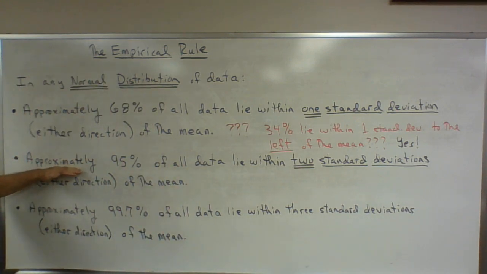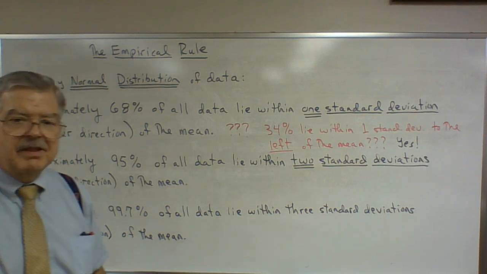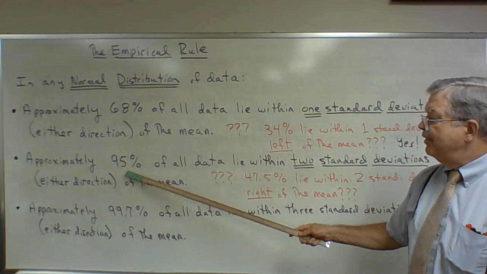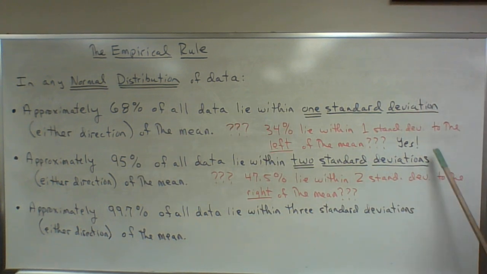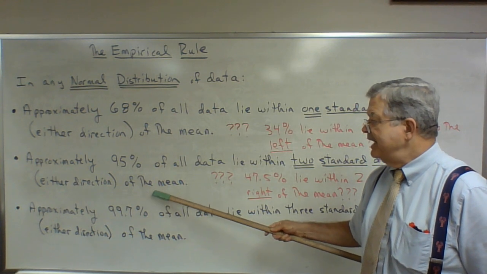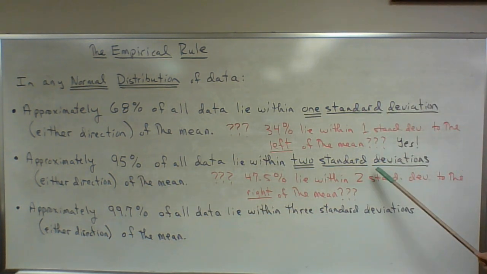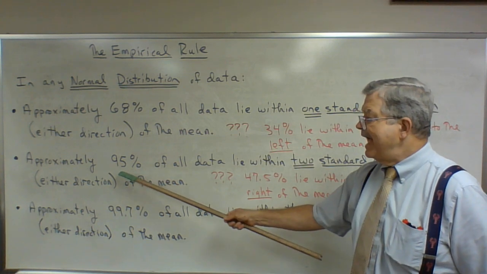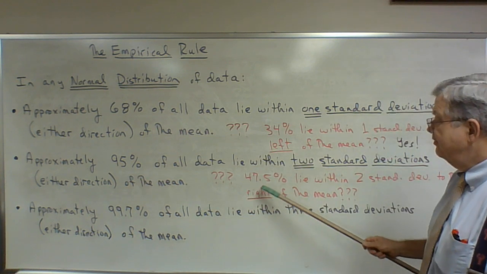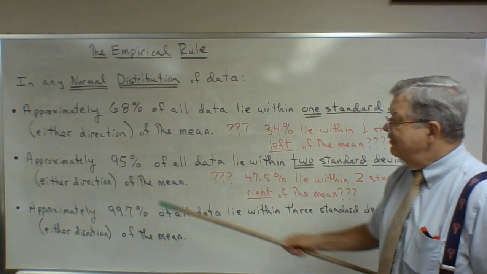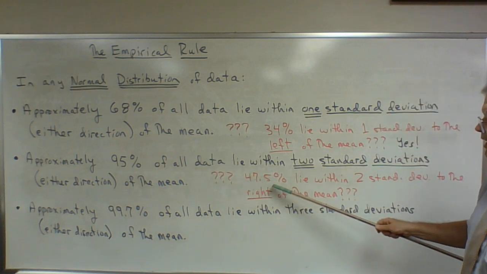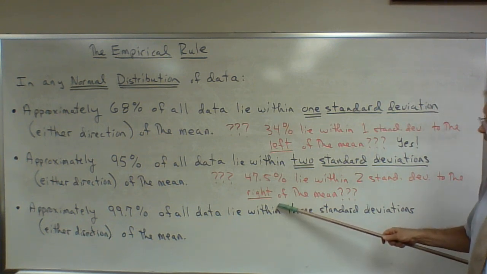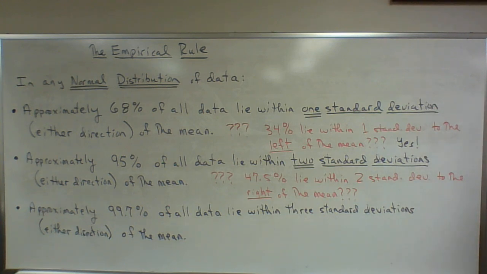Can I do that with 2 standard deviations? 95% of all data lie within 2 standard deviations to the left or to the right of the mean. So can we take half of this 95%, which is 47.5%, and say that 47.5% lie within 2 standard deviations to the right of the mean? Absolutely. The answer is absolutely yes.